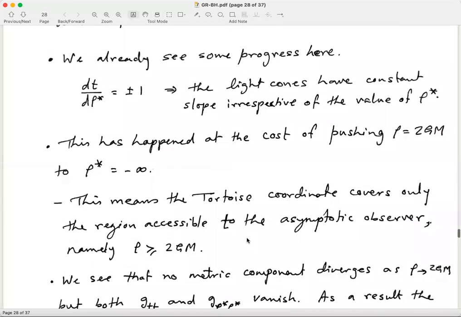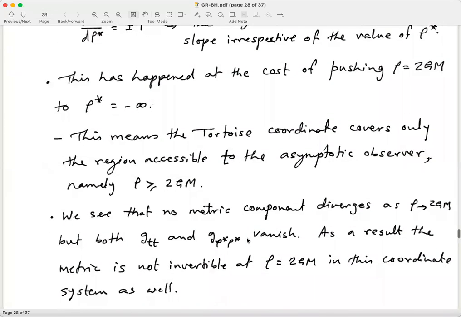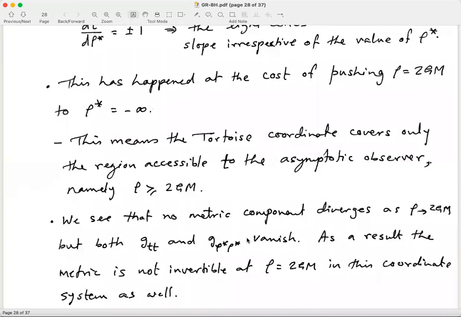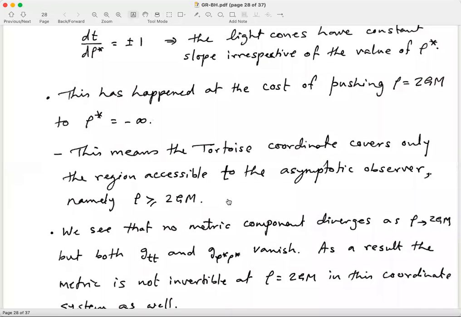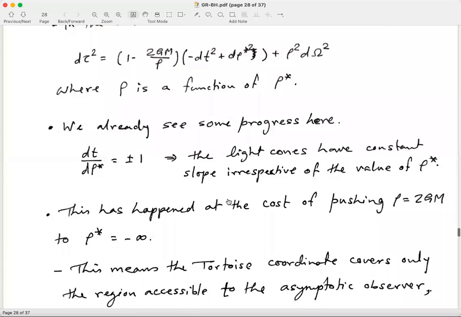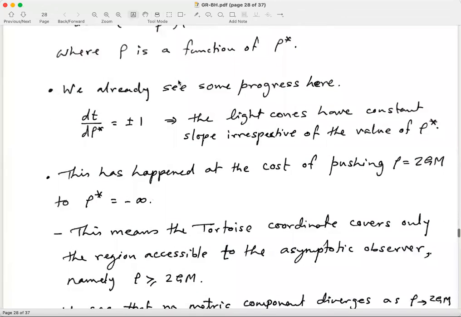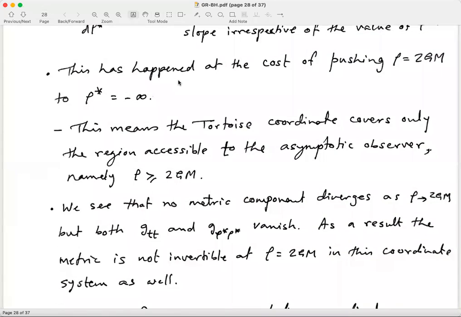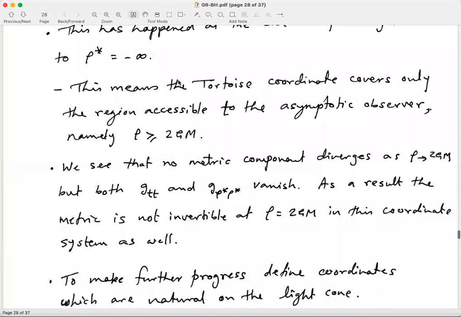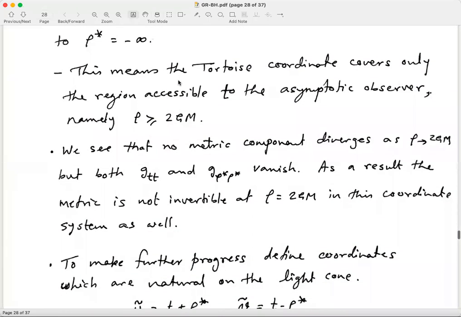Okay, now in this particular case, no metric component diverges as rho goes to 2GM, because both GTT and G rho star are finite. Fine.